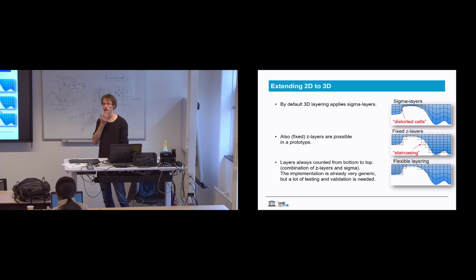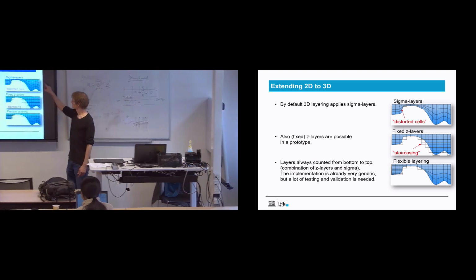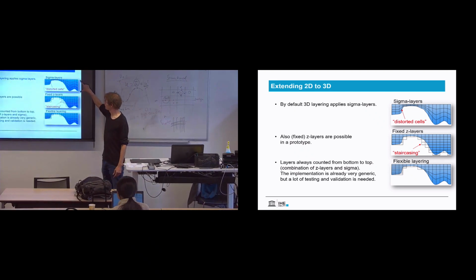I don't know if you have seen this. There's basically two paradigms. You have the sigma paradigm and the Z layer paradigm. The sigma paradigm actually divides your water column in a fixed number of layers, and depending on the local depth, the thickness of your layers will change. Yeah? So then you get this sort of distorted grids, and that also has some negative numerical properties. So you might have artificial diffusion along these lines in your solution.